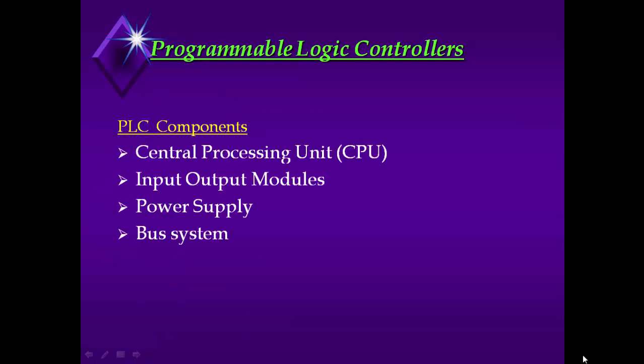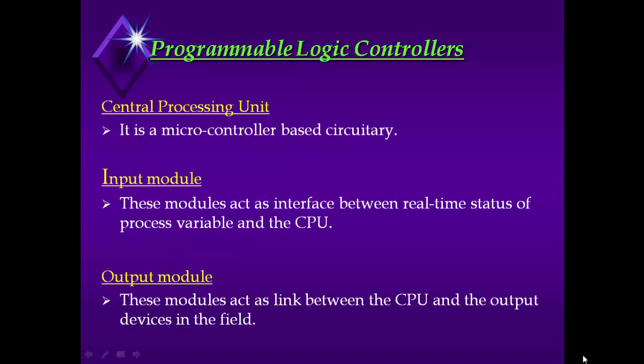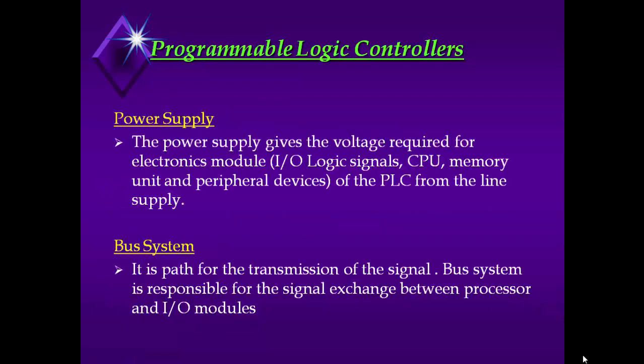PLC components: central processing unit, CPU, input output modules, power supply, bus system. Central processing unit: it is microcontroller based. Input modules: these modules act as an interface between the real-time process variables and the CPU. Output modules: these modules act as a link between the CPU and the output devices in the field.